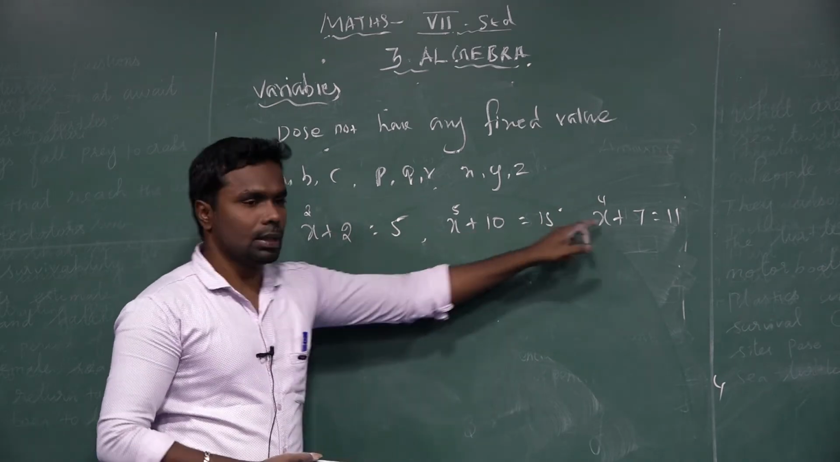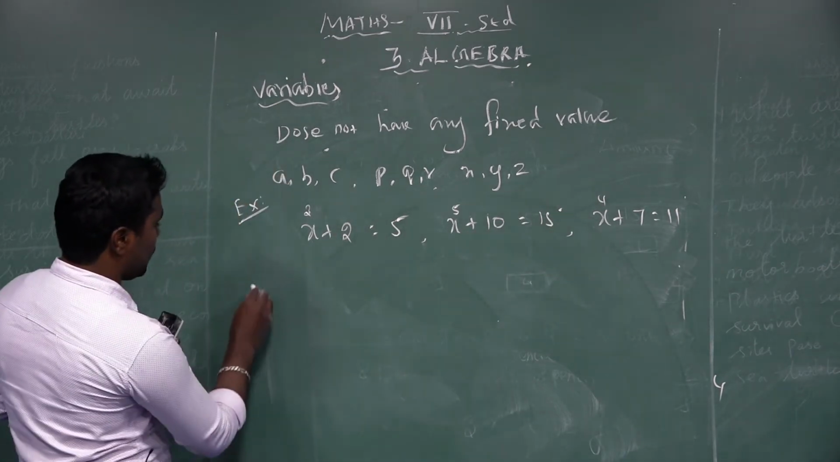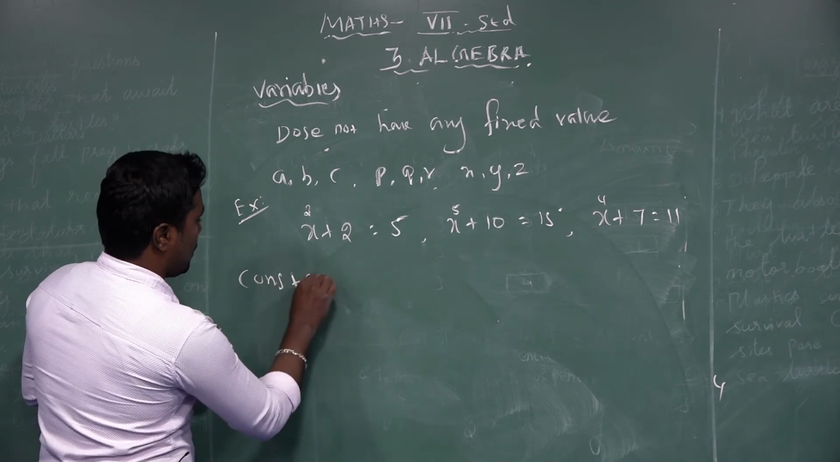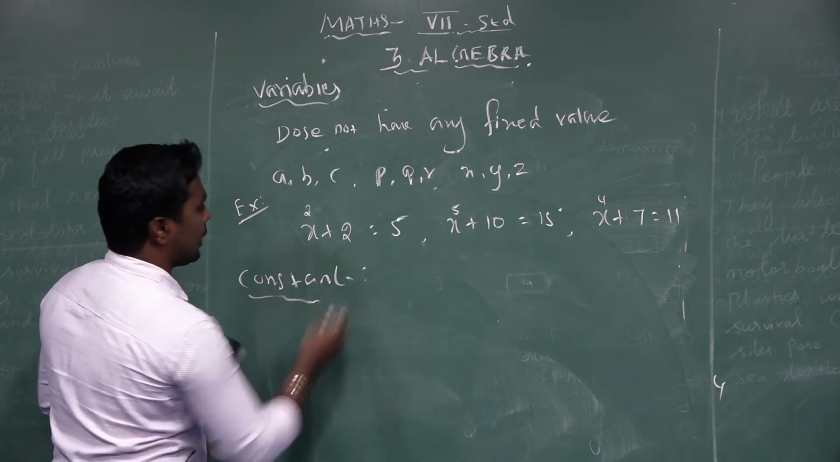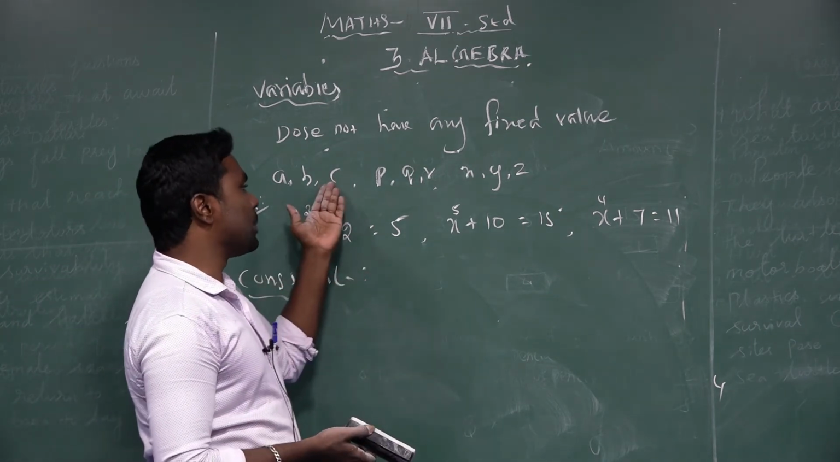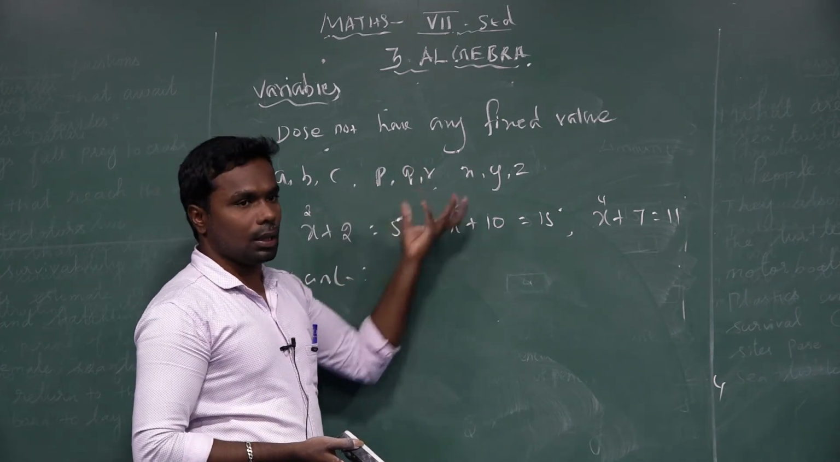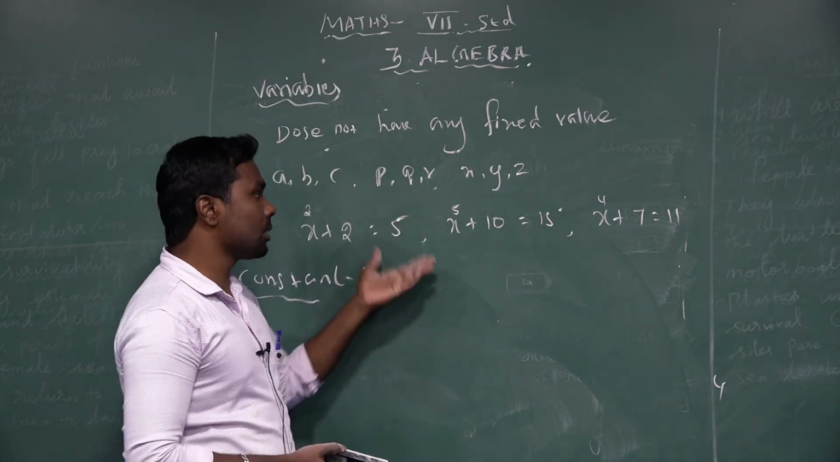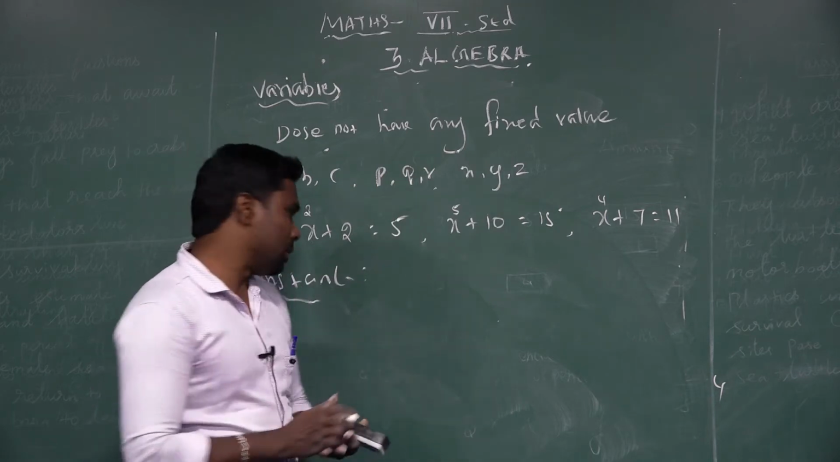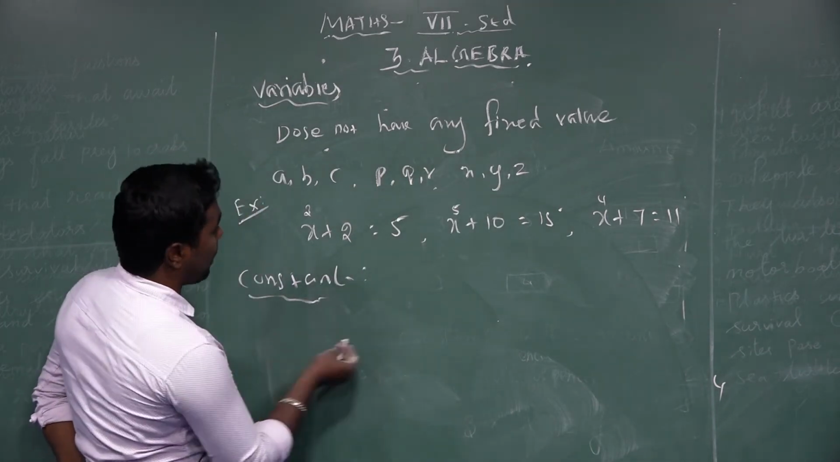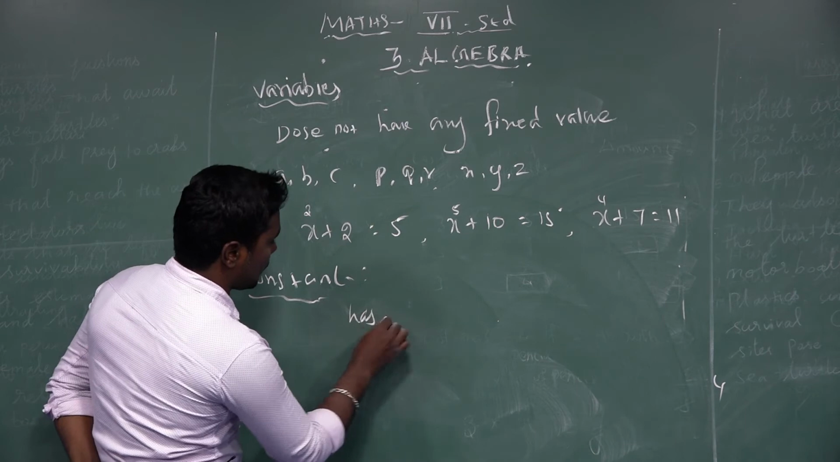The next one, constant. Not only X; Y, Z and A, B, C, P, Q, R, all the letters are called variables. And the next one, constant. A constant has a fixed value.